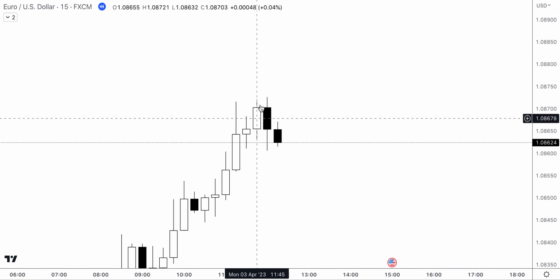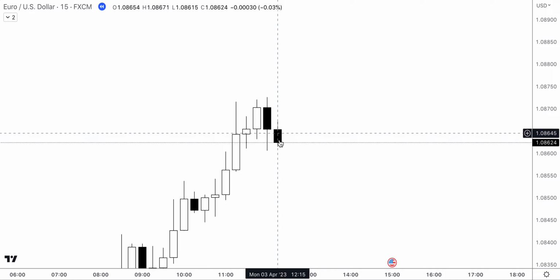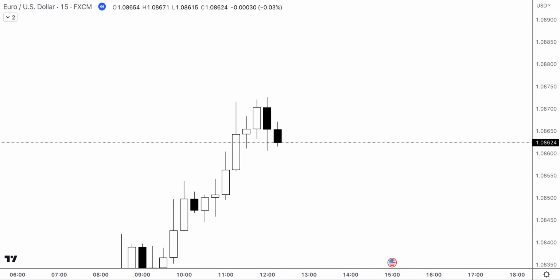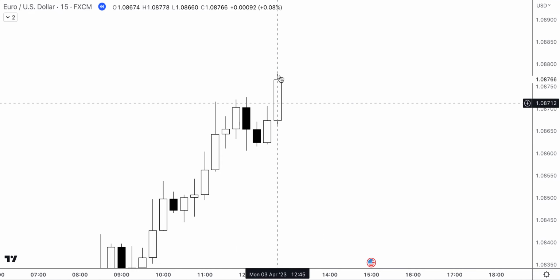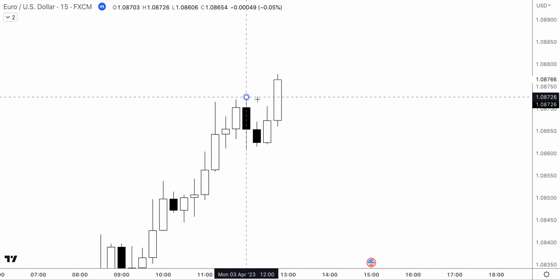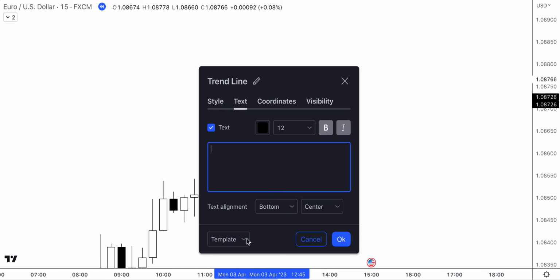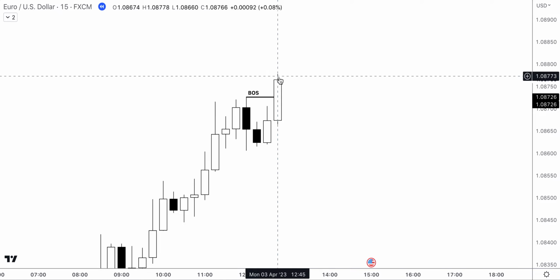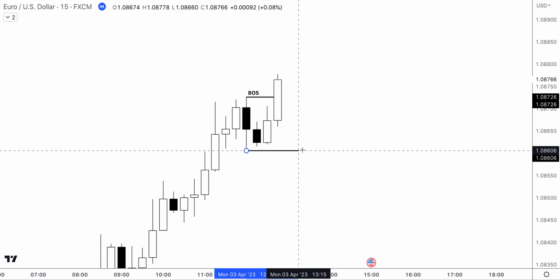So we have a push to the upside followed by a 2 candle correction, and we then go ahead and break to the upside. Okay, so we break to the upside, we can then identify our BOS, which is our break of structure. Therefore we can mark on our guarded low.